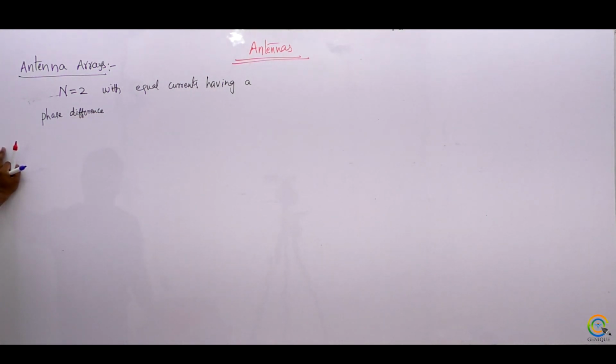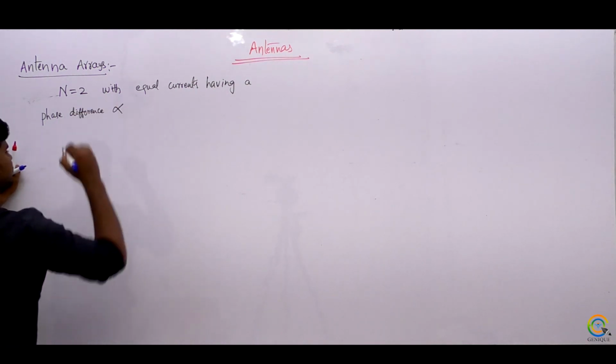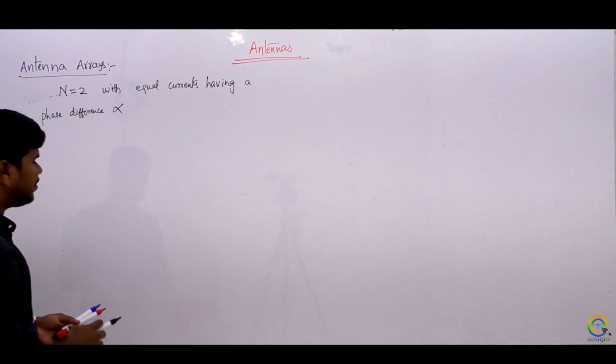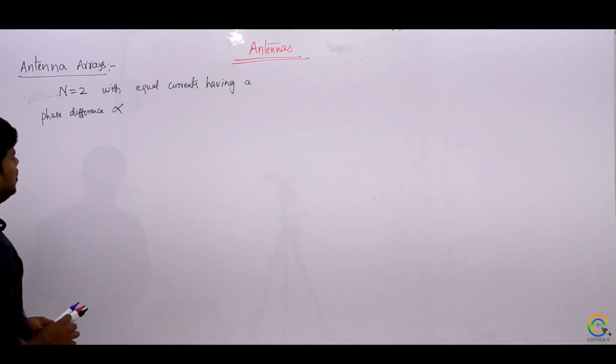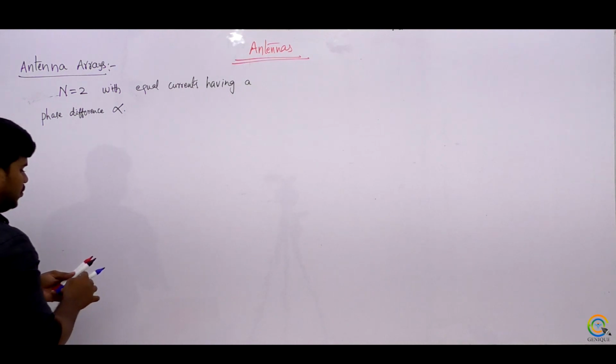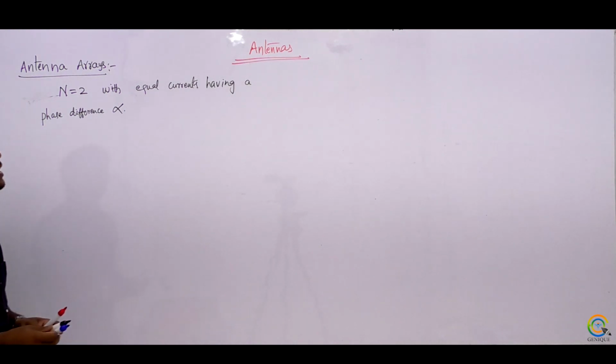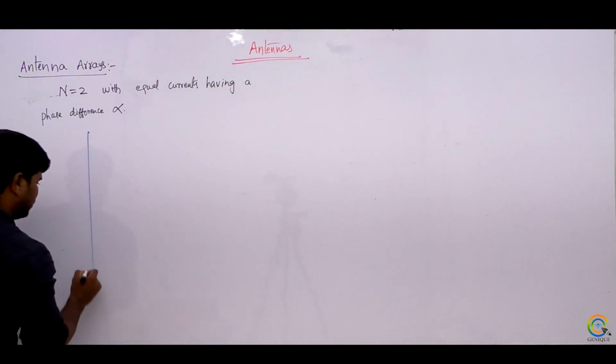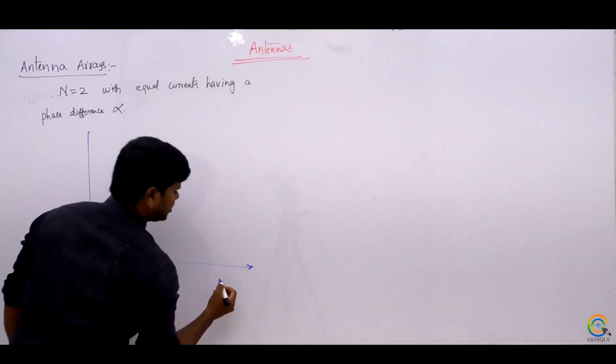Having a phase difference alpha. Now let us suppose we have taken two elements with equal currents having a phase difference alpha. You take two axes here like this.